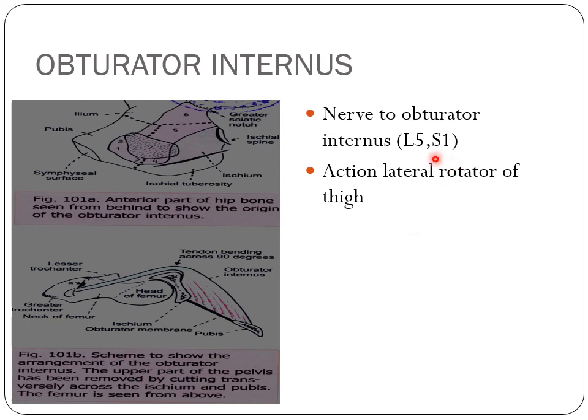Its nerve supply is the nerve to obturator internus, which conveys the fibers from the ventral rami of L5 and S1. Some authors include S2 also. Its action is lateral rotator of the hip.